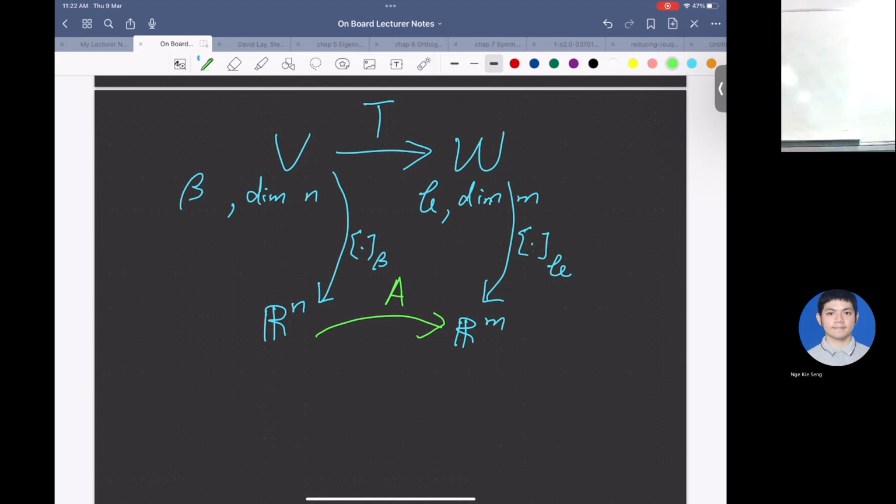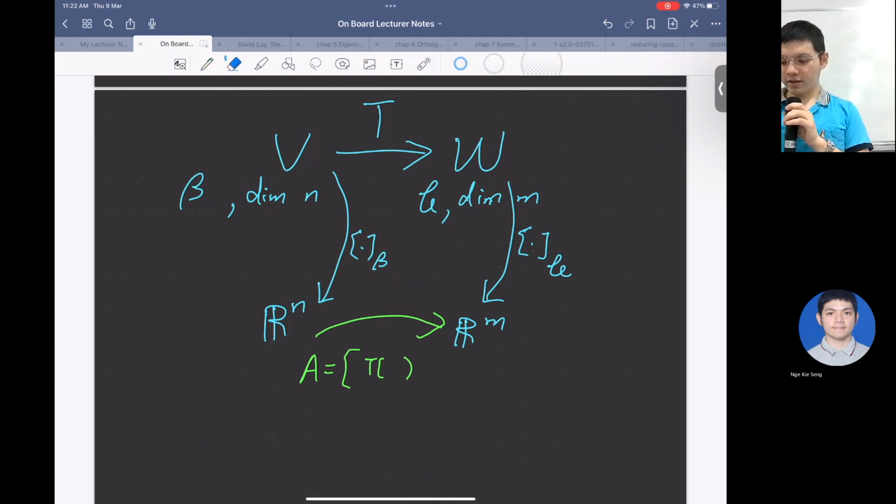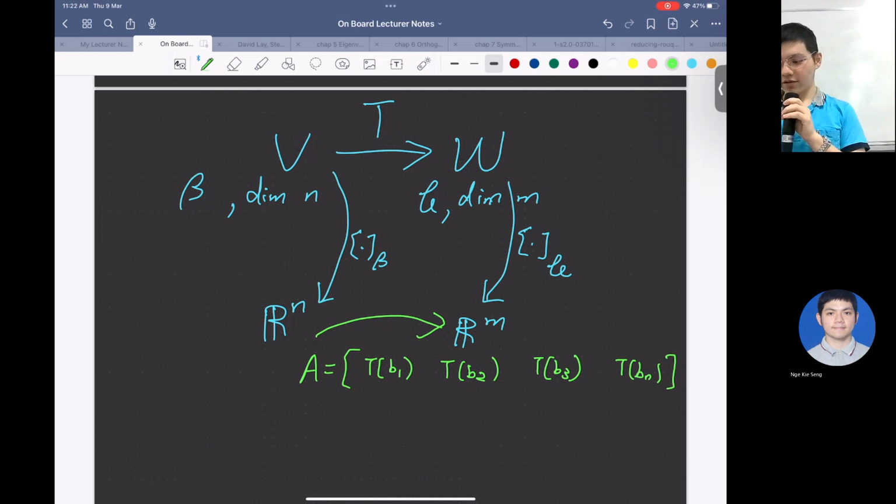So this is a general way how you find A. Just now I already told you how to find A, right? Still remember or not? Just a few slides ago. You apply A on TB1, TB2, TB3, TBn. Just a few slides ago. This one is to test whether you can follow what I'm saying or not. But you will see that this TB1 lives in W. It's not a vector in Rn.